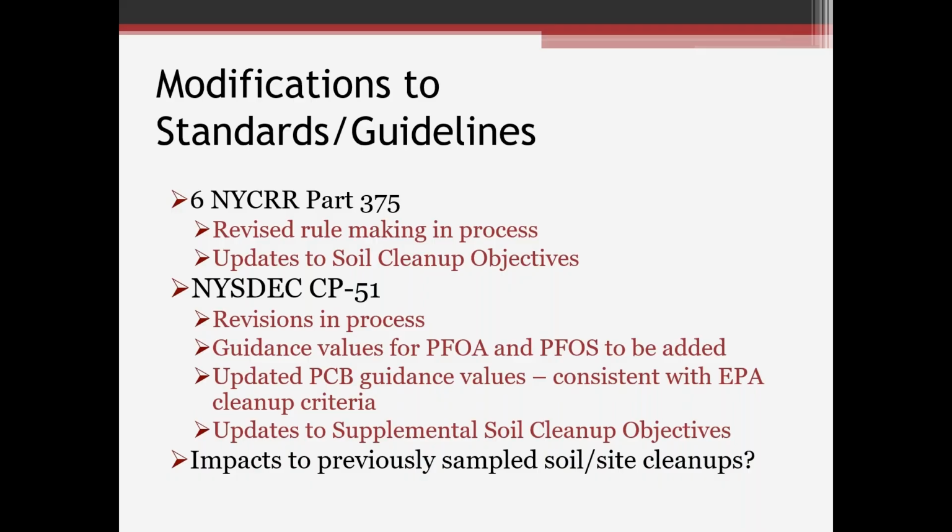And then concurrently, the New York State DEC CP-51 guideline, or Commissioner Policy, revisions are in process. There are guidance values for PFAS, the PFOA and PFOS, that will be added, as I showed on that one slide. Also updated PCB guidance values consistent with EPA cleanup criteria, and some other updates to supplemental soil cleanup objectives. So definitely some things currently going on. In the future, there could be additional changes later on with different rulemakers and such. But in general, how does this impact soil sampling and analysis going forward?